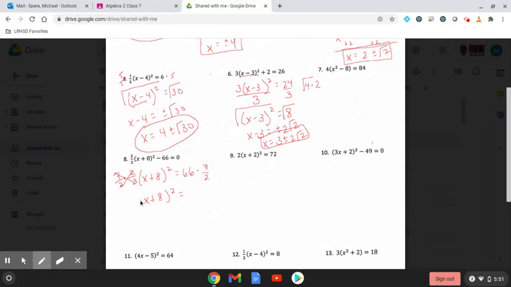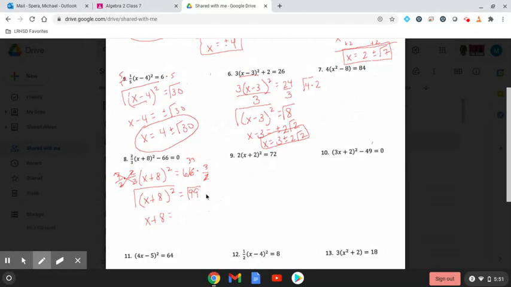Now, you could do 66 times 3 divided by 2. You could try to cancel some things here, right? Like 66 divided by 2 is 33. So we should get 99 over here. All right, now we got the parentheses. We got the quantity squared by itself. You take the square root of both sides.